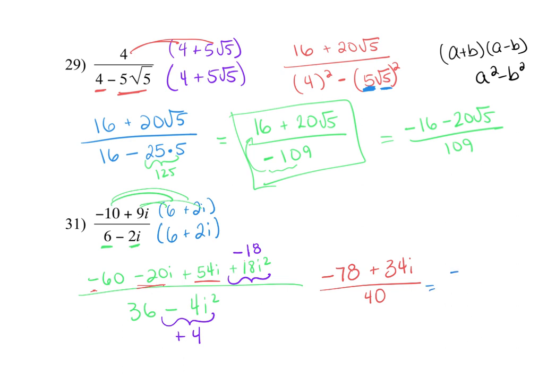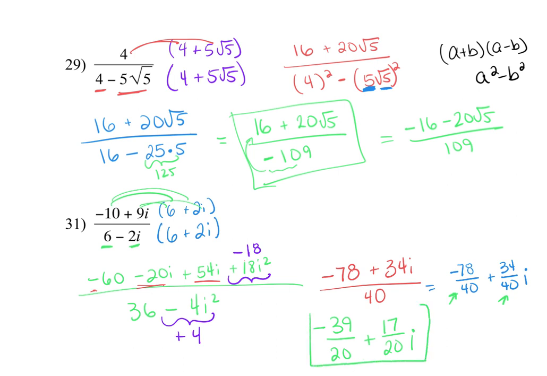But what you want to do is take the real, put it over that denominator, and the imaginary over that denominator, and then see if those fractions can reduce. They can. Both of these are divisible by 2. So that's going to give you negative 39 over 20. Plus, both of these are divisible by 2. That's going to give you 17 over 20i. That is your answer right there.